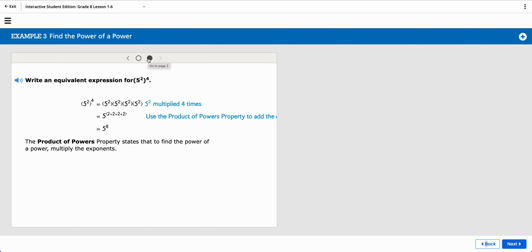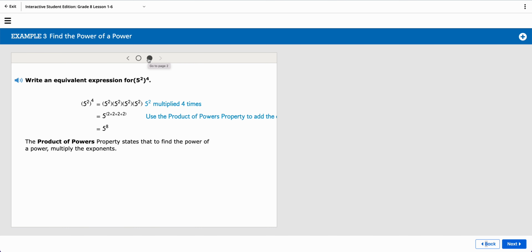So we can expand 5 squared to the 4th power. 5 squared to the 4th power is the same thing as 5 squared times 5 squared times 5 squared times 5 squared. We know what to do with this. This is product of a power. Okay, we keep the base and add the exponents, and it comes out to be 5 to the 8th.